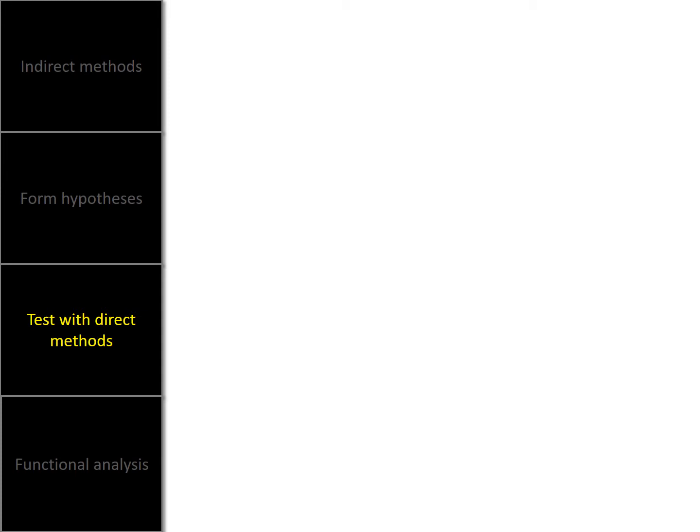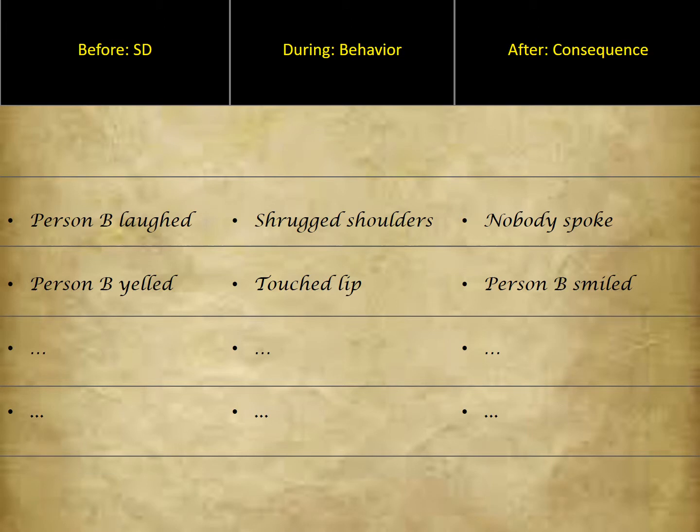In particular, create a table with 3 columns. Label the columns before, during, and after. And as soon as someone demonstrates some body language, in the column labelled before, first describe the events that preceded this action. You might write something like, the other person shouted, or the other person laughed. And this column thus represents the antecedent, or SD, discriminative stimulus.